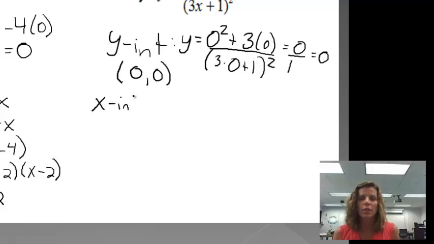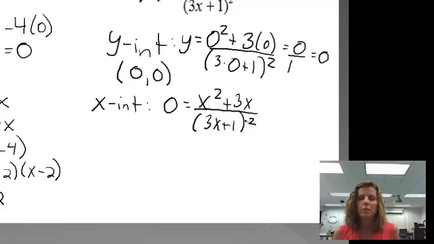Okay, to get the x-intercept, we'll let the y value equal 0 this time. All right, let me just rewrite this here. Okay, I'm only going to be concerned about the numerator of the problem on this one. If the denominator were to equal 0, the problem would be undefined, so that's not something that I need to worry about right now. But if the numerator equals 0, then the problem would equal 0. So I'm going to set the numerator equal to 0.